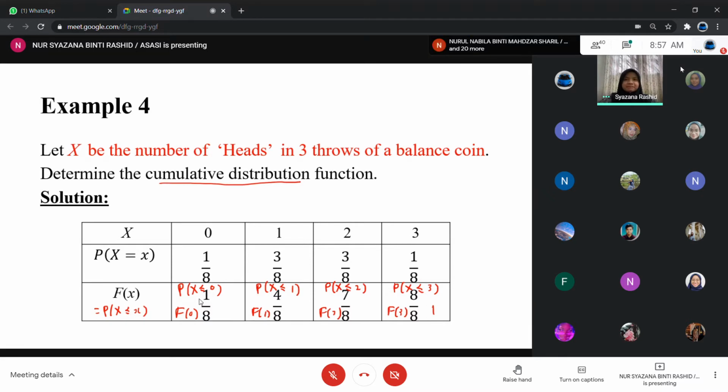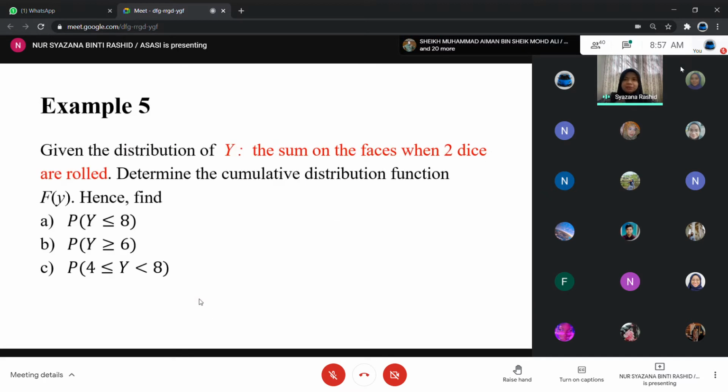Okay. Kita tengok pula dekat example yang kedua tadi. Masih guna example yang sama. I tak buat example lain. Sum of the faces when 2 dice are rolled. Okay. Determine the cumulative distribution. Okay. So kita akan buat dalam table. Hence, we will find these 3 probability. Probability Y less than equal 8, Y greater than equal 6, probability between 4, 8. So kita akan tengok ni. Okay, to answer this, we will apply the cumulative distribution dalam table ataupun a single probability. Ada 2 cara, nanti I akan tunjuk dua-dua.